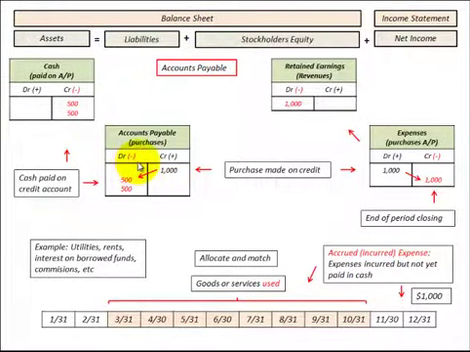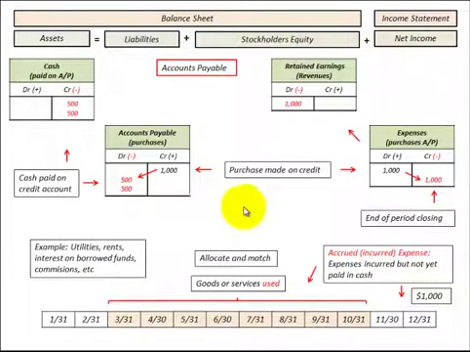In this presentation, we're going to look at accounts payable, which is a liability on the balance sheet, and we're going to look at its effect on cash, which is an asset on the balance sheet, and also how it affects expenses, which is part of net income in the income statement. Also note that expenses at the end of the year, end of the period, flow into retained earnings, which is stockholders' equity on the balance sheet.